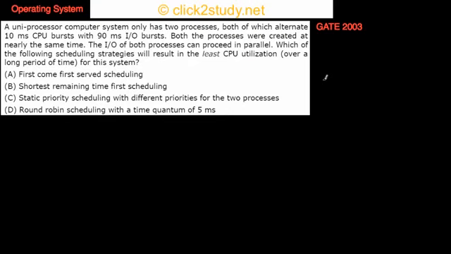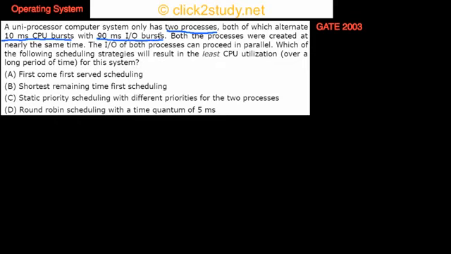Okay, so this is the next problem. A uni-processor computer system has only two processes, both of which alternate 10 millisecond CPU bursts with 90 millisecond IO bursts.